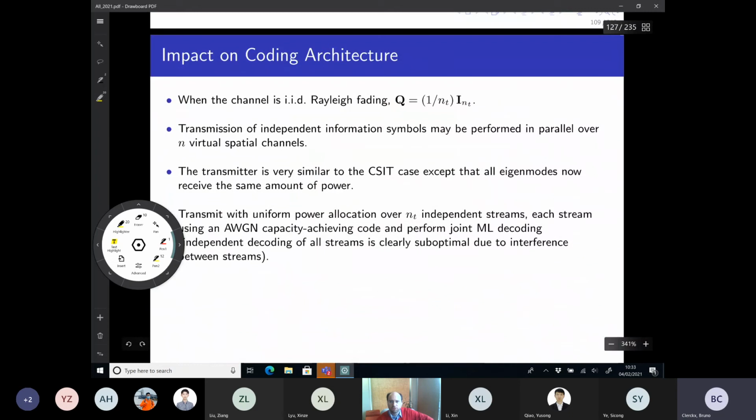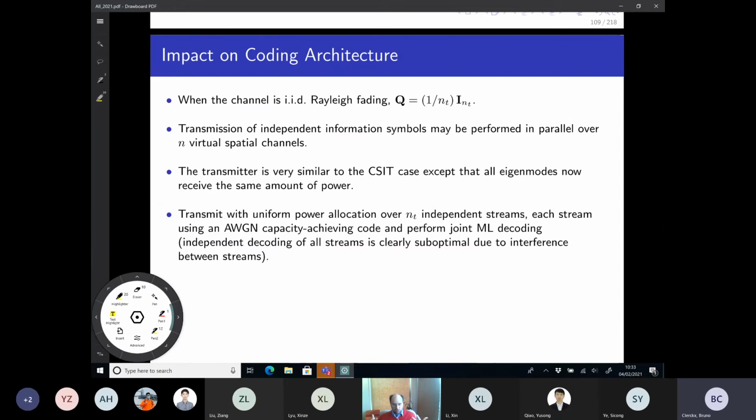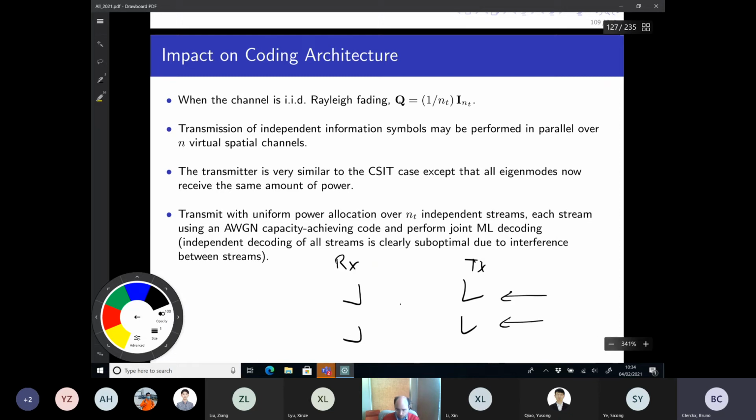Good. So what does that mean in terms of coding architecture? It simply means that, since I don't know the channels at the transmitter, if I knew the channels at the transmitter, I would just do the same as on deterministic channels, right? That's very clear. But if I don't know the channel at the transmitter and I have IID channels, I cannot do this decomposition. Let's say I have 2 transmit antennas and 2 receive antennas. I transmit a number of independent streams here, right? And I will allocate power uniformly, so 1/2, 1/2 to those 2 streams.